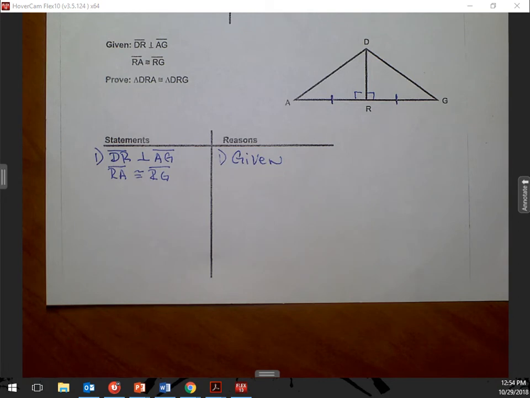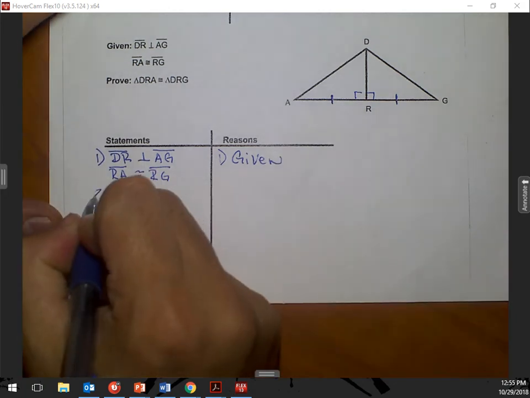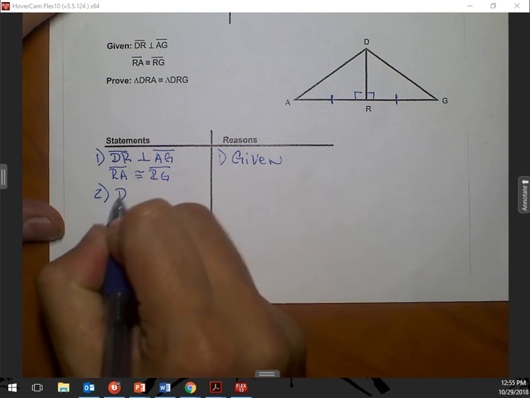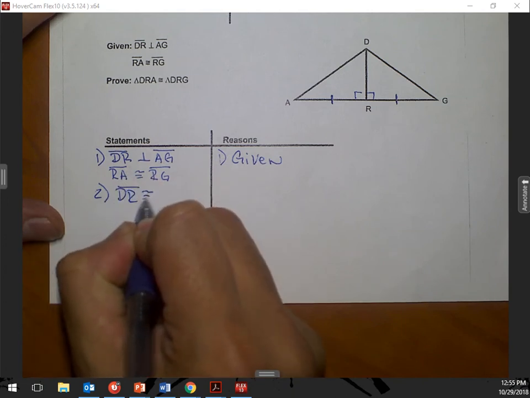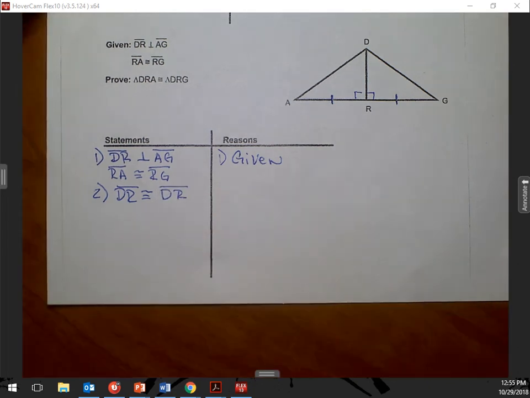Serious question. So reflexive. Is DR in both triangles? Is it in the left triangle? Yes. Is it in the right triangle? Yes. So is it in both triangles? Yes. So I could say that that would be reflexive because it's congruent to itself, right? That's what reflexive means. It's in both triangles. DR is congruent to DR, because it's the same one, but it's in both triangles, right?